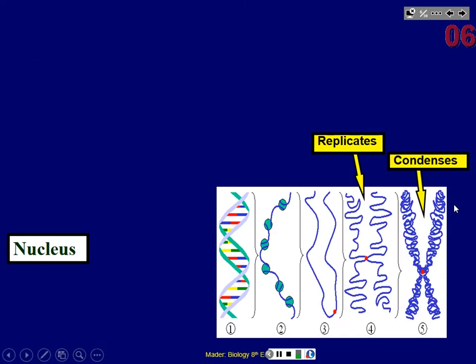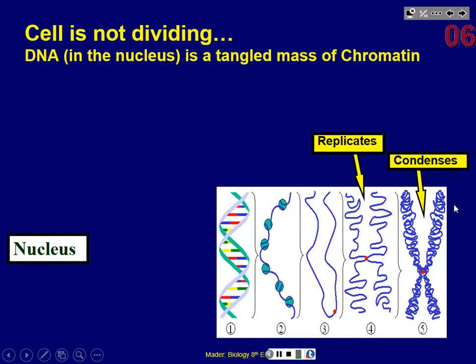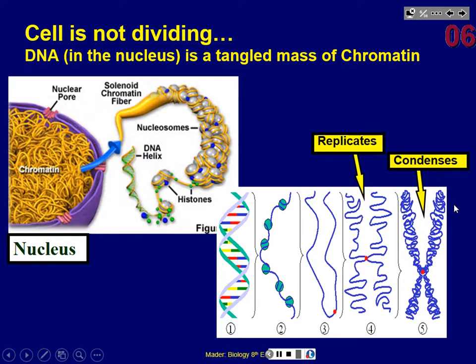Okay? So, a little bit of review just to make sure that we're all on the same page. Do you remember back in chapter 4 when we said that your genetic information existed as something we called chromatin in a non-dividing cell? And we said it was really diffuse and we can't see it.